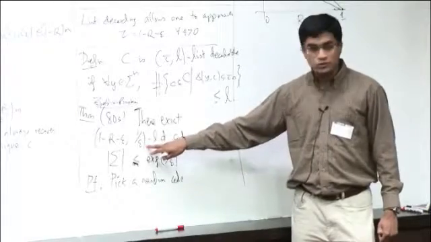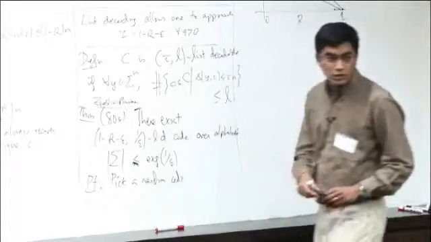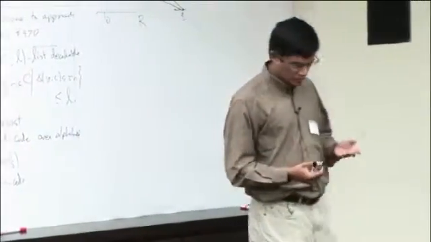This 1 over epsilon is not known to be inherent. So the lower bound is like log 1 over epsilon, and the upper bound is 1 over epsilon. We don't know the truth.